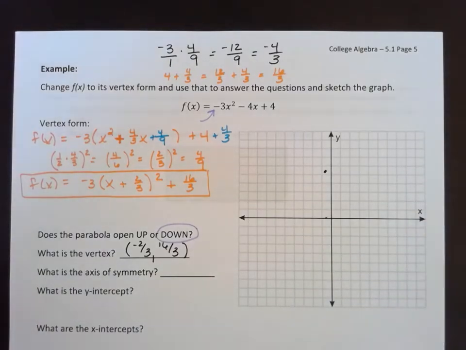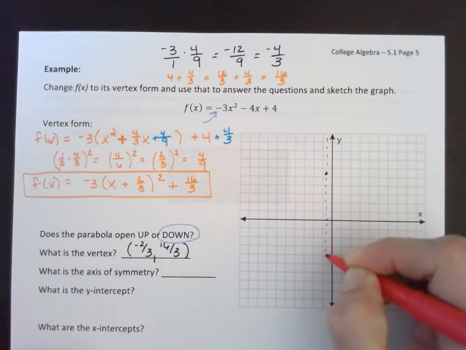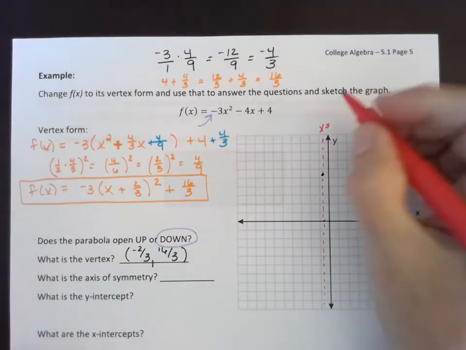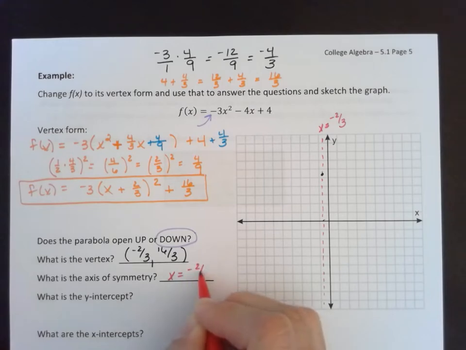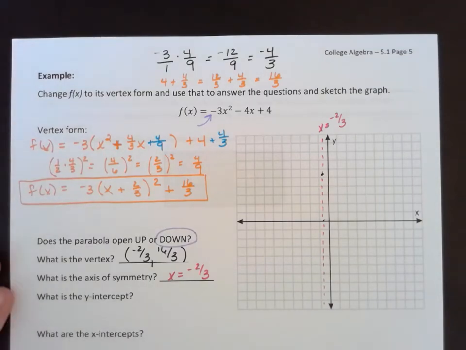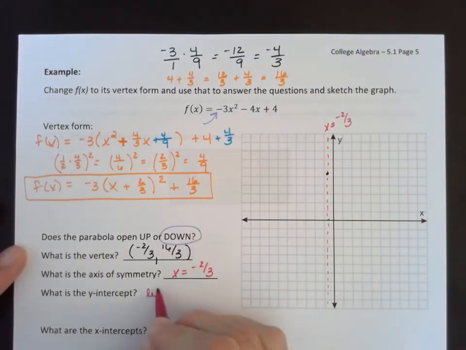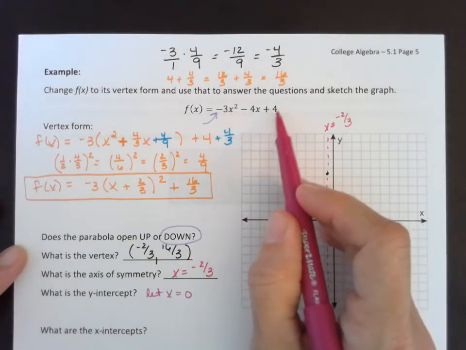We need our axis of symmetry, which is x equals the x coordinate of the vertex. So that would be x equals negative 2/3. We need our y-intercept. Sometimes it's easier to go back to the original function rather than going back to the vertex form. Look at this one. If we go back here and let all of our x's be 0, don't we just get 4?